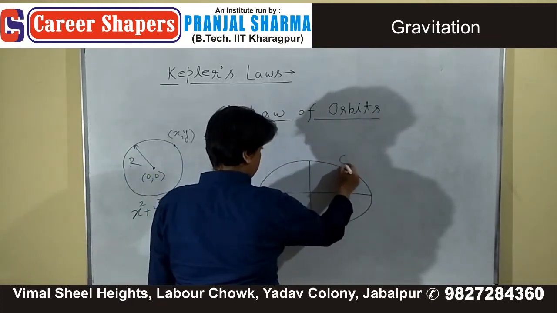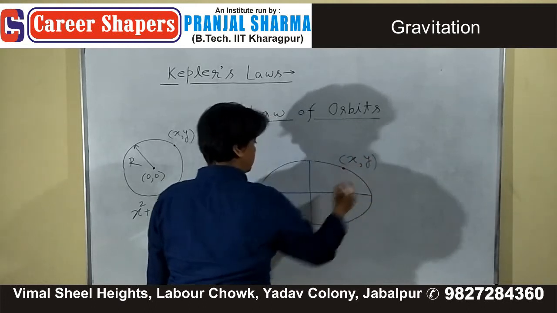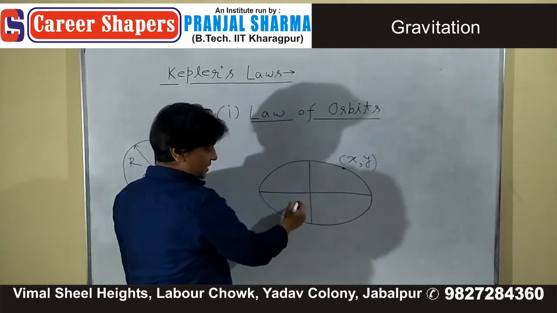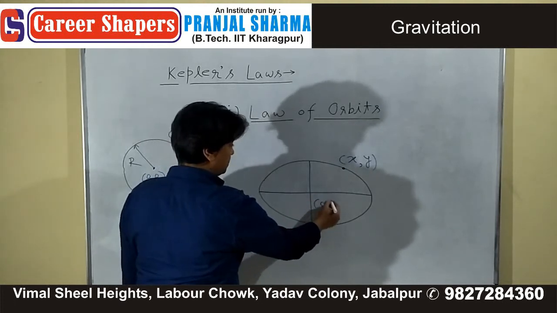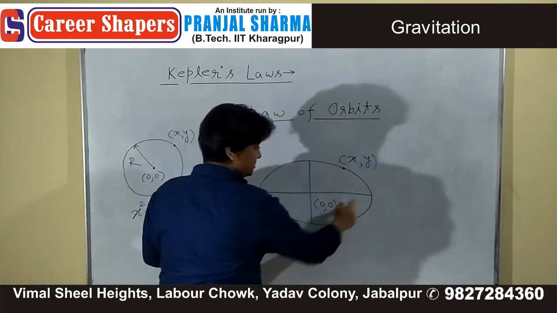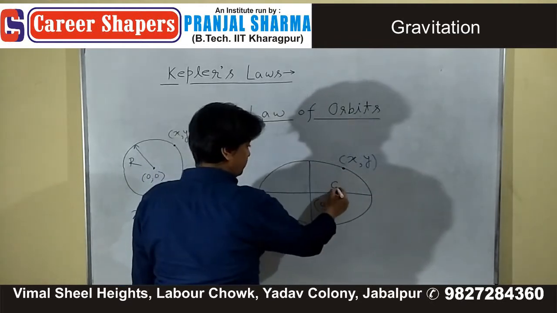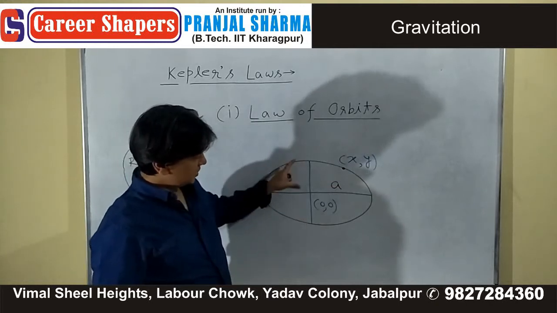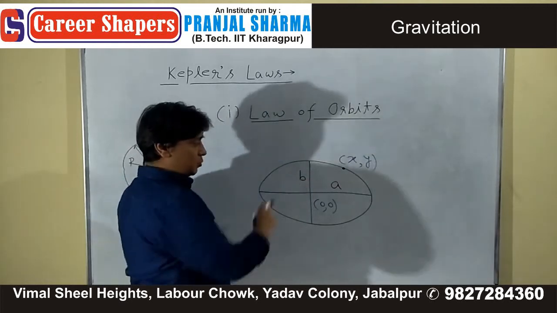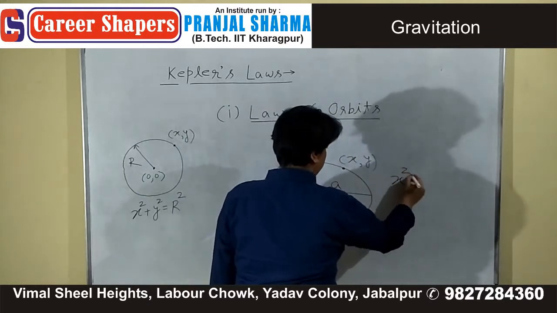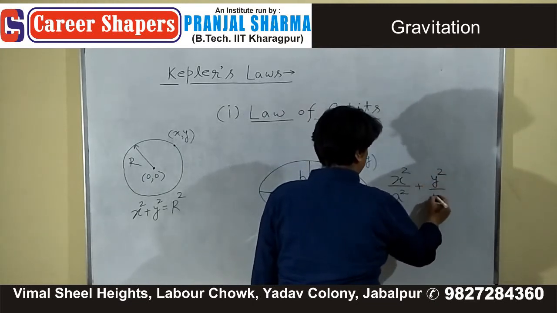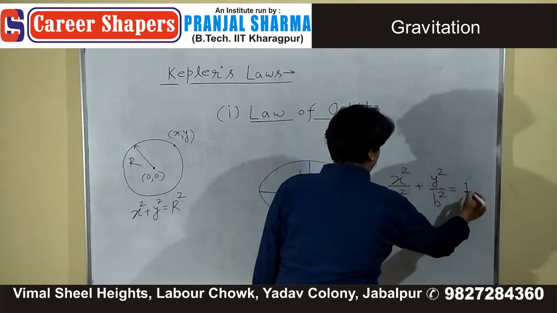If there is a point x comma y on the ellipse and you take this intersection of major axis and minor axis as origin, then if the length of half of the major axis, which is called semi-major axis, is A, and that of half of the minor axis, which is called semi-minor axis, is B, then the equation of an ellipse is given by x square upon a square plus y square upon b square equals 1.